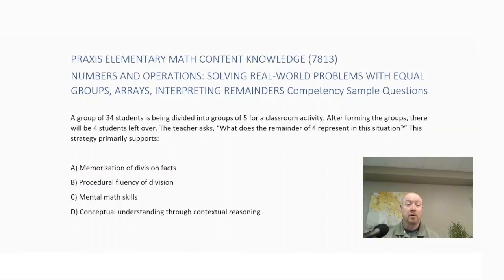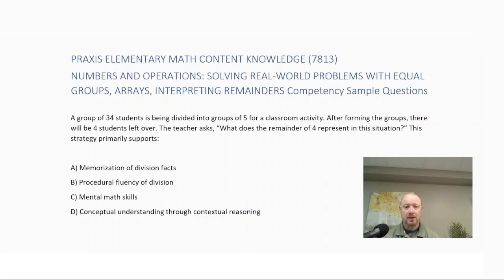A group of 34 students is being divided into groups of 5 for a classroom activity. After forming the groups, there will be 4 students left over. The teacher asks, what does the remainder of 4 represent in this situation? This strategy primarily supports A, memorization of division facts, B, procedural fluency of division, C, mental math skills, or D, conceptual understanding through contextual reasoning.